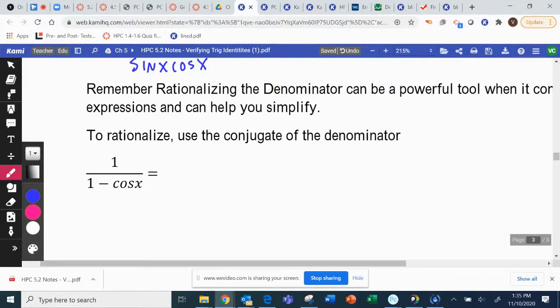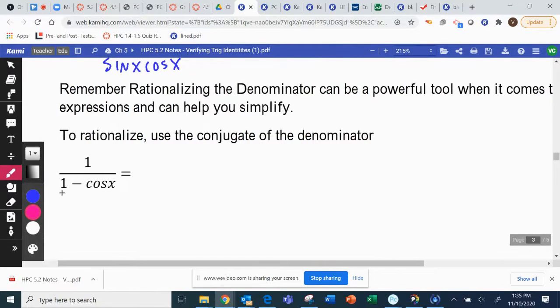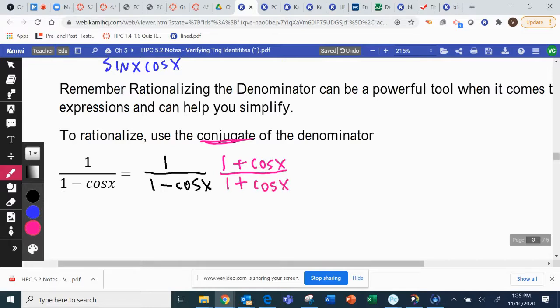All right, this next step is not verifying an identity. It's just showing you what it means to rationalize a denominator. It's just reviewing something from a previous course. Remember when we rationalize, we use the conjugate of the denominator. You did this with radicals a bunch. So the conjugate would be the exact same binomial with a different sign in between. If you multiply them together, the conjugates, they would be a difference of perfect squares.